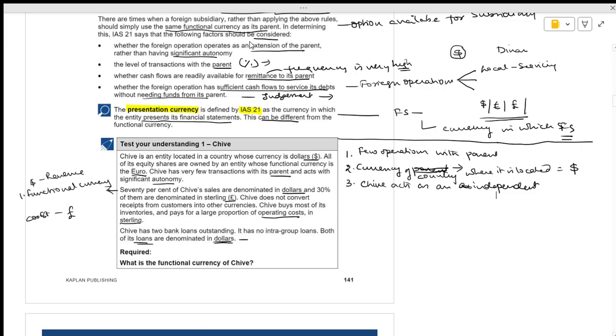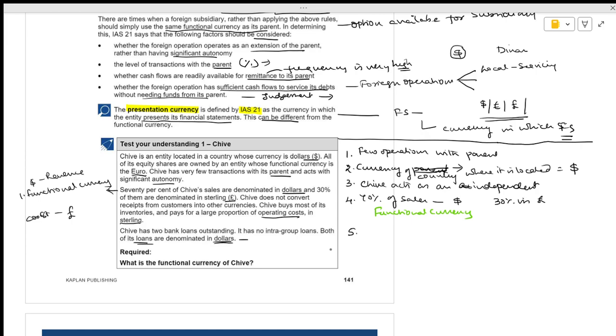Fine. Now, point number 4, 70% of the sales is in dollars and 30% is in sterling. Based on this conclusion, we can say that it is the functional currency. That is what we say, primary factors and secondary factors. Next one, primary factors and secondary.